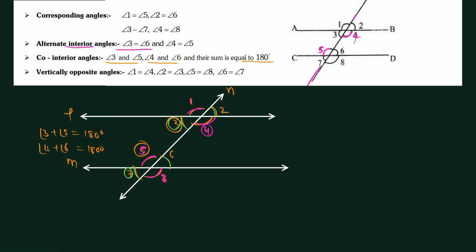Okay, so vertically opposite angles, the angles that lie opposite to each other, are called vertically opposite angles. Here, which are the vertically opposite angles? Angle 1 is equal to angle 4. Similarly, angle 2 is equal to angle 3. Here angle 5 is equal to angle 8. Angle 6 is equal to angle 7, and these are the vertically opposite angles. Okay, you note down.